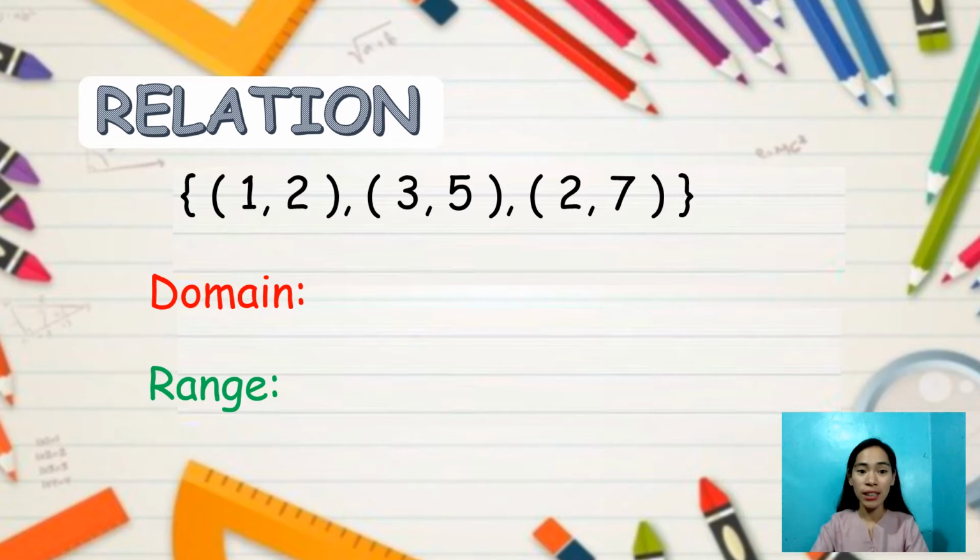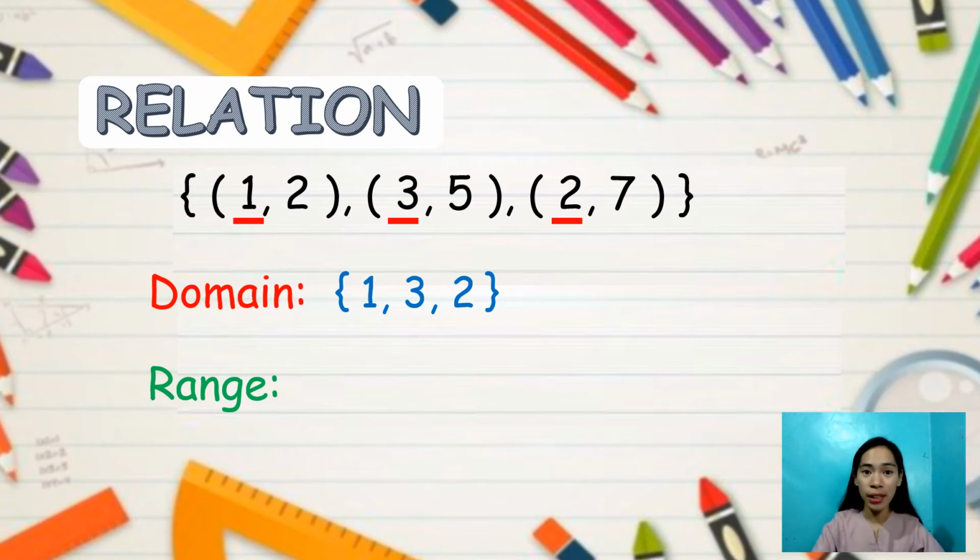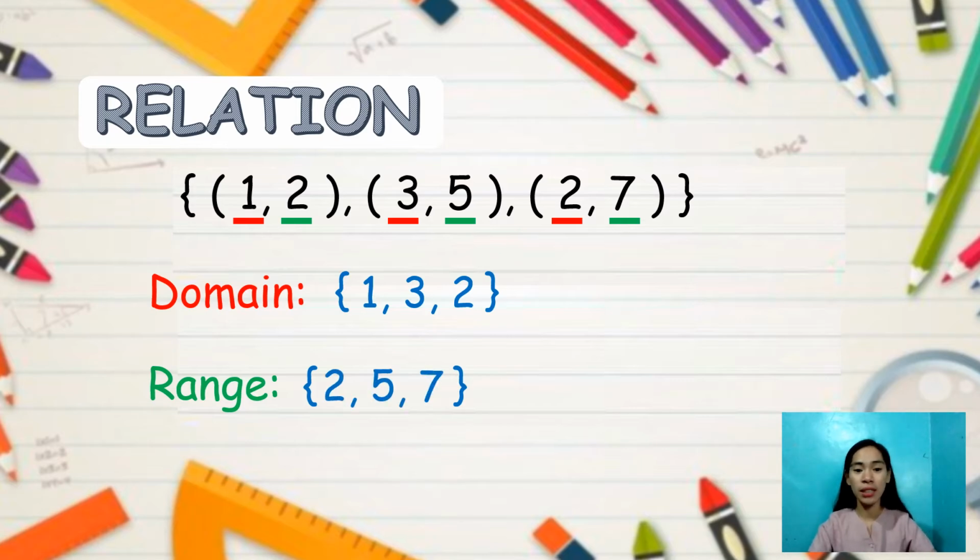So first, let us determine the domain. Take note, in writing a finite set, elements should be enclosed with curly braces. So we have here 1, 3, 2. So the domain consists of 1, 3, 2. Next, the range. The range is the second element in an ordered pair, or the y values. So we have 2, 5, and 7. So the range consists of the elements 2, 5, 7.